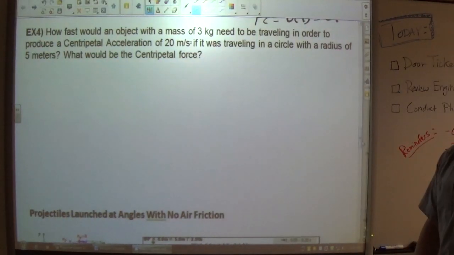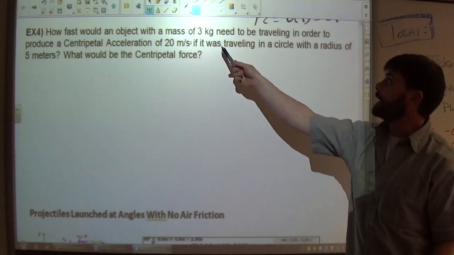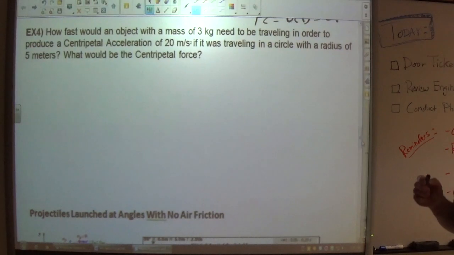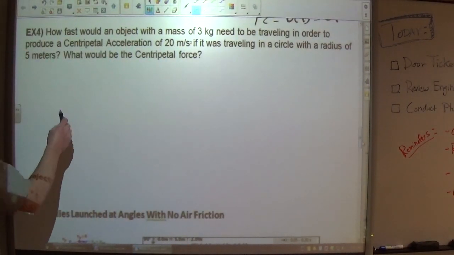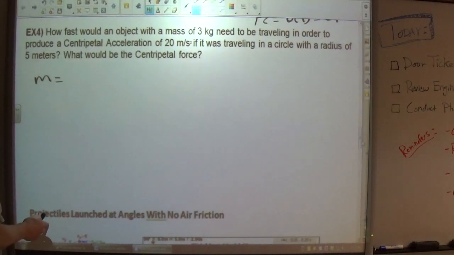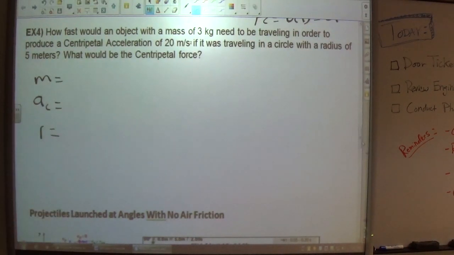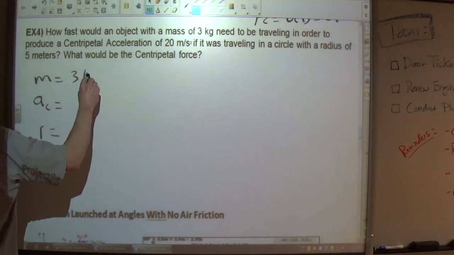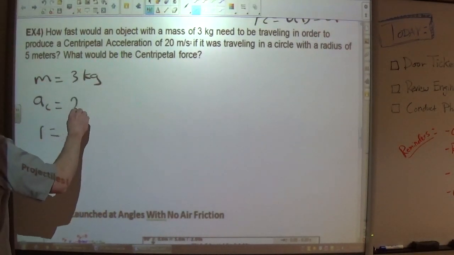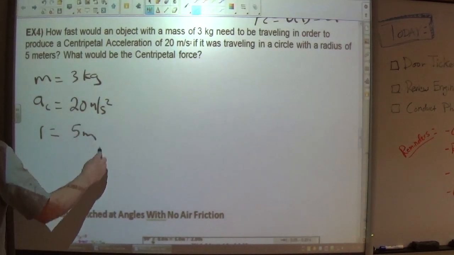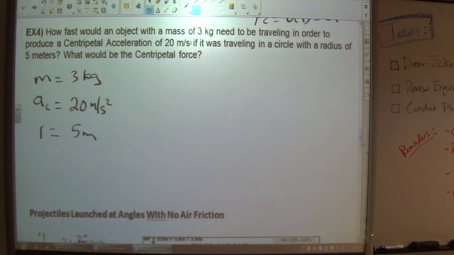In example number 4, we're trying to figure out how fast an object with a mass of 3 kilograms would need to be traveling in order to produce a centripetal acceleration of 20 meters per second squared if it was traveling in a circle with a radius of 5 meters. What would be the centripetal force? So a few variables we want to list. Let's list anything that they give us. They give us the mass, the centripetal acceleration, and the radius. Mass is 3 kilograms, the acceleration is 20 meters per second squared, and the radius is 5 meters. So the first thing it wants to figure out is the velocity.